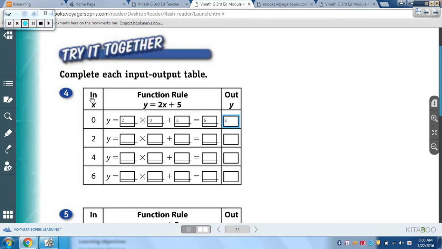Now we're going to input 2 for x. So if our input value is 2, what will our function rule look like? Well, it is 2 times x, so we have 2. We are substituting 2 for x times 2, and we have the plus 5. Once again, we follow the order of operations. We have 2 times 2 is 4. 4 plus 5 is 9. So our output value, or our y, is 9.